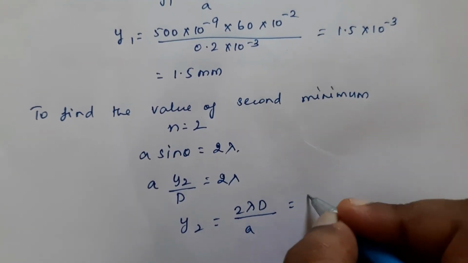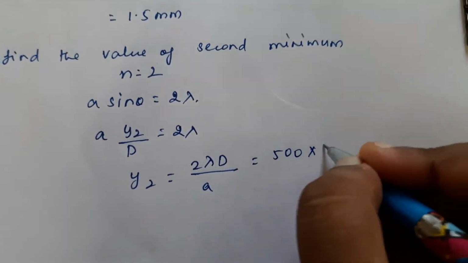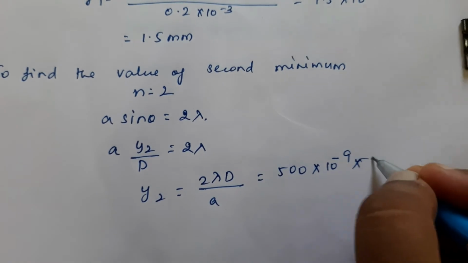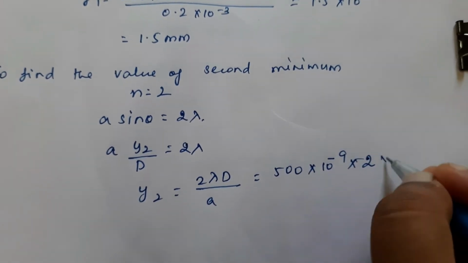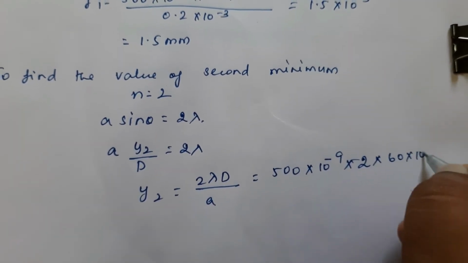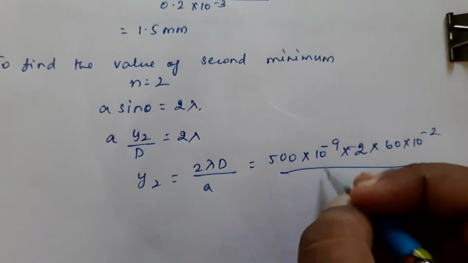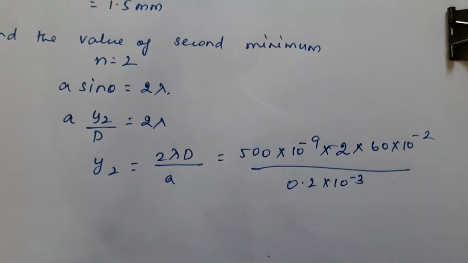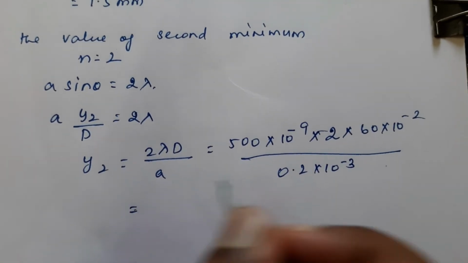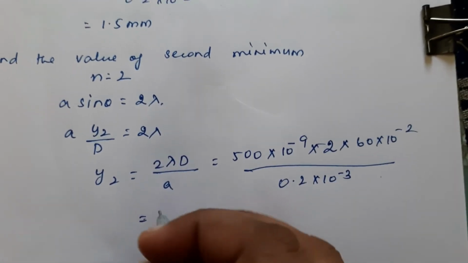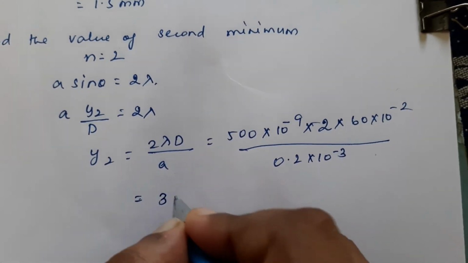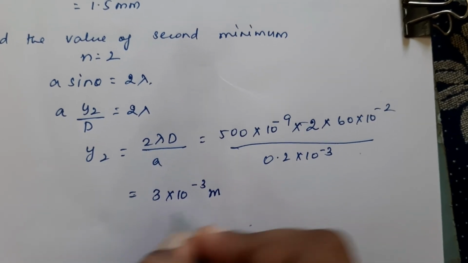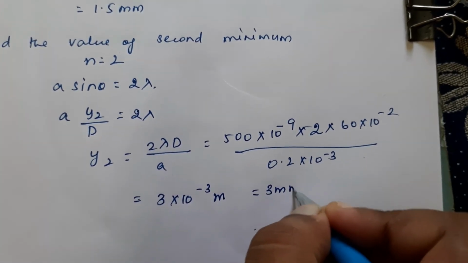If you substitute 500 into 10 raised to minus 9, into 2 into 60 into 10 raised to minus 2, divided by 0.2 into 10 raised to minus 3, this is twice that of the previous one. So you will get 3 into 10 raised to minus 3 meter. So that is 3 millimeter.